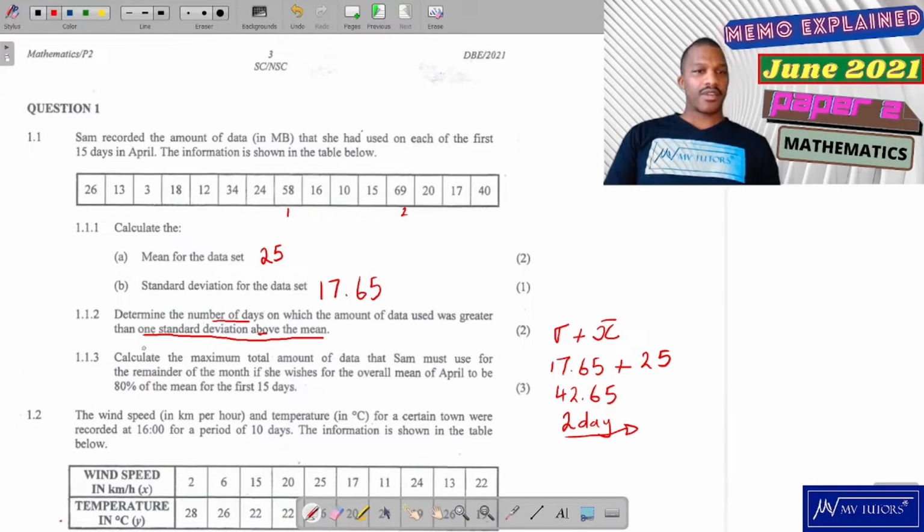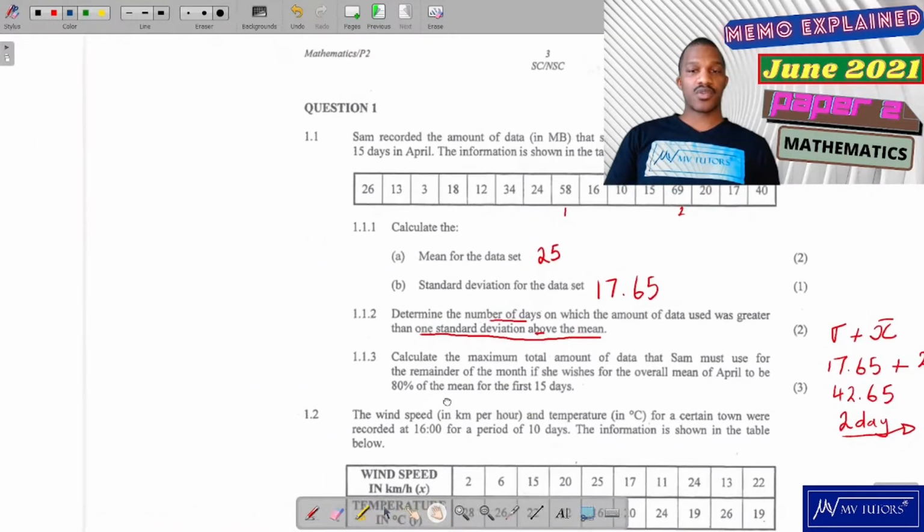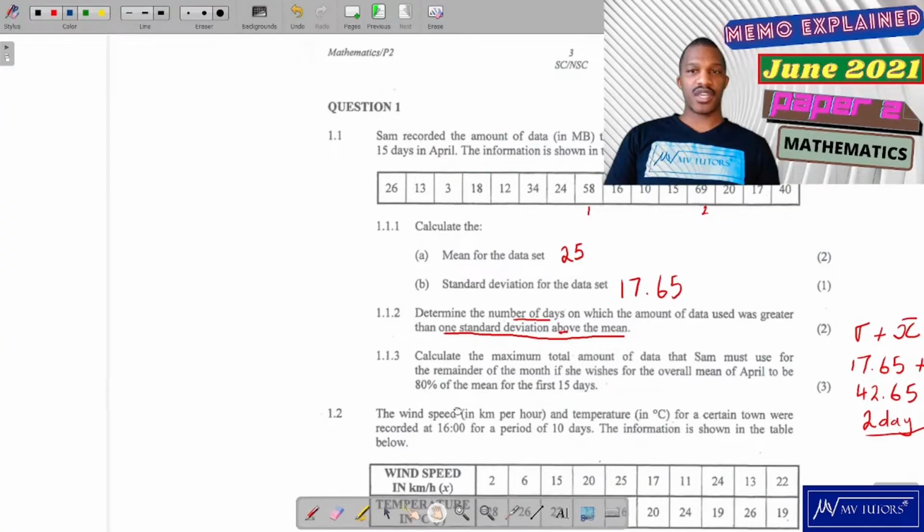Cool. Now the next question says calculate the maximum total amount of data that Sam must use for the remainder of the month if she wishes for the overall mean of April to be 80% of the mean for the first 15 days. Ladies and gentlemen, like I said, the English is the one that you need to understand. So let's put this question into context. What is it actually saying?